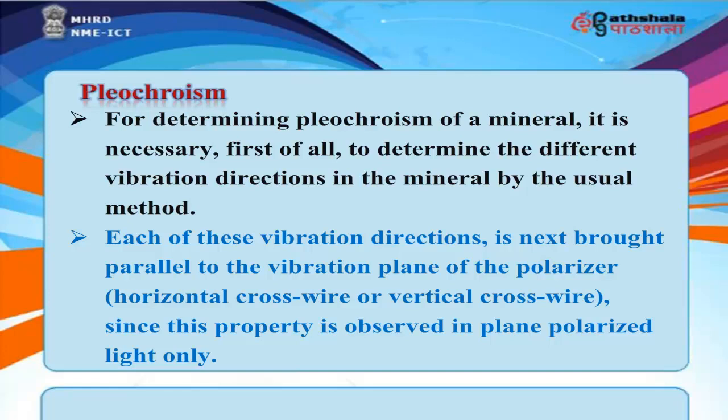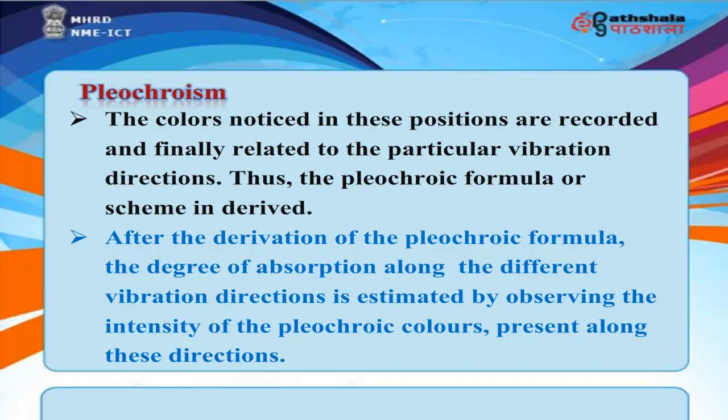For determining pleochroism of a mineral, it is necessary, first of all, to determine the different vibration directions in the mineral by the usual method. Each of these vibration directions is next brought parallel to the vibration plane of the polarizer, horizontal crosswire or vertical crosswire, since this property is observed in plane polarized light only. The colors noticed in these positions are recorded and finally related to the particular vibration directions. Thus, the pleochroic formula or scheme is derived.